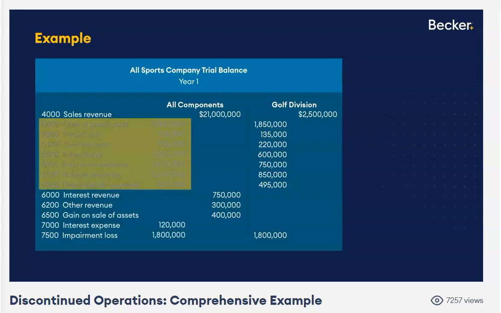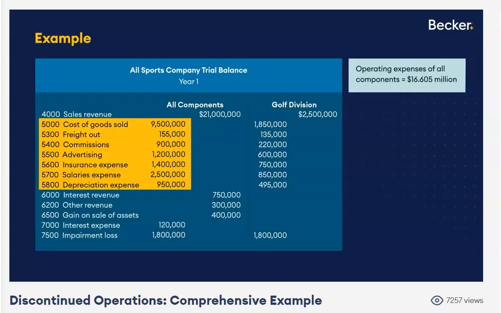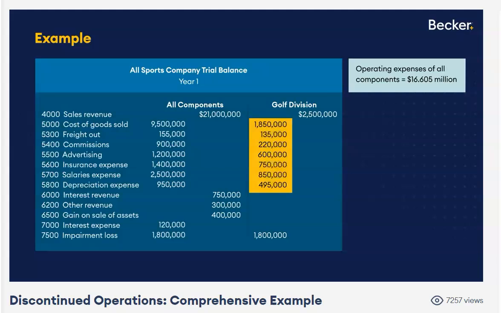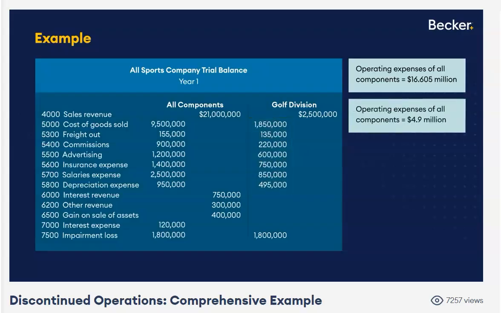Now, do you all see the operating expenses: cost of goods sold, freight out, selling, commissions, advertising, insurance, salary, depreciation? All of that is part of your operating expenses. Add that all up. What's your total operating expenses for the entire All Sports Company? $16,605,000. What are the operating expenses just for the golf division? Add that up: $1,850,000, $135,000, $220,000, $600,000, $750,000, $850,000, $495,000. What does that add up to? $4.9 million.